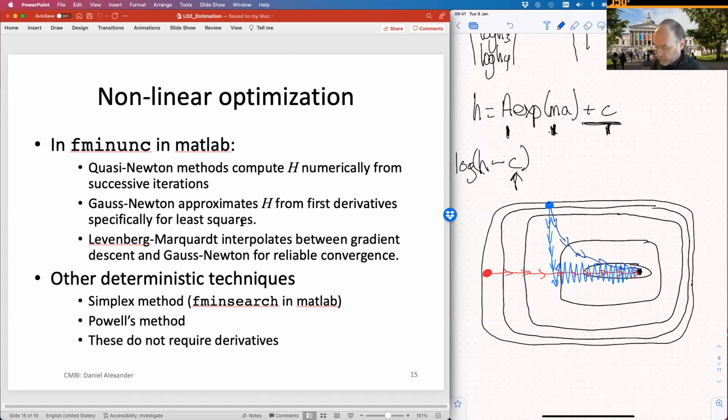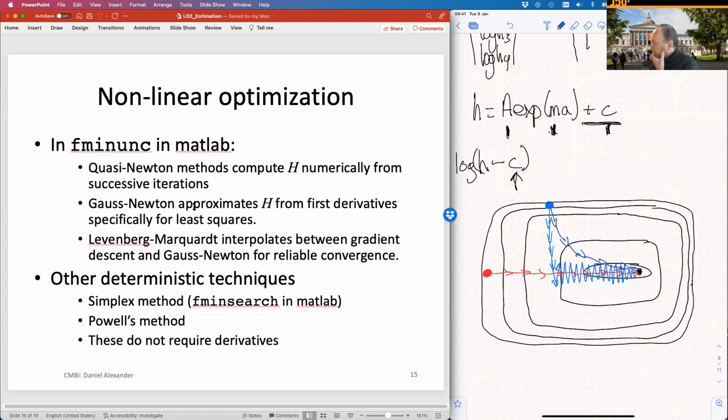There are all sorts of variations on these algorithms, and many of them are accessible through the various functions in MATLAB and other mathematical programming environments. So in MATLAB, there's a function called fmin_unc. It stands for minimizing f. The UNC is unconstrained, and we'll come back to constrained optimization in a second.